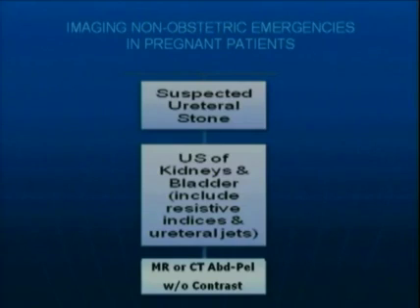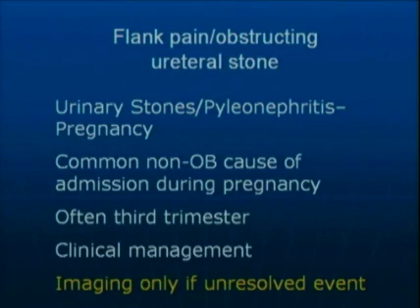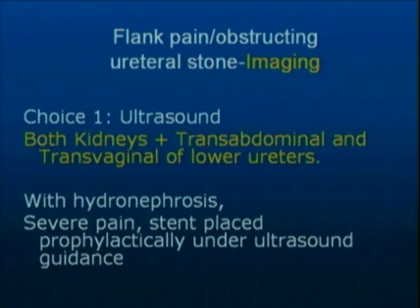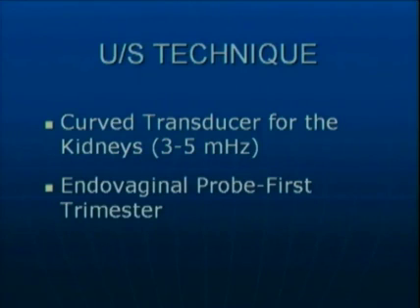Pyelonephritis and obstruction, again, ultrasound probably is the key here, and most of these don't come to imaging, and really they're imaged only if there's an unresolved event, because pyelonephritis is probably more common than stones. Again, when we do these with ultrasound, the kidneys transabdominal, and then transvaginal lower ureters, and then in severe pain, if they think there is a stone, a stent may be placed under ultrasound guidance. Again, first the curved array transducer, and then endovaginal in the first trimester.